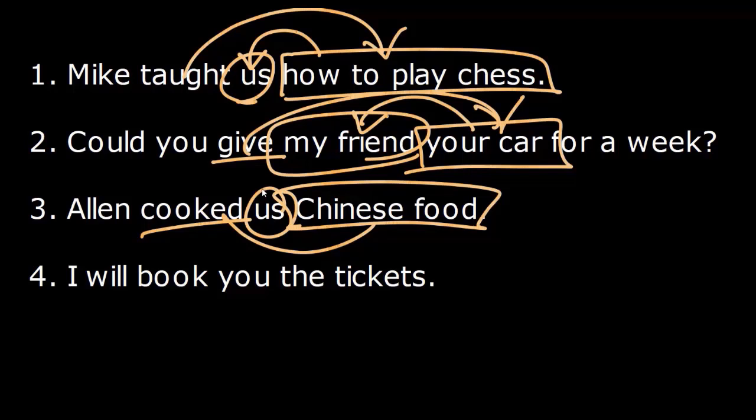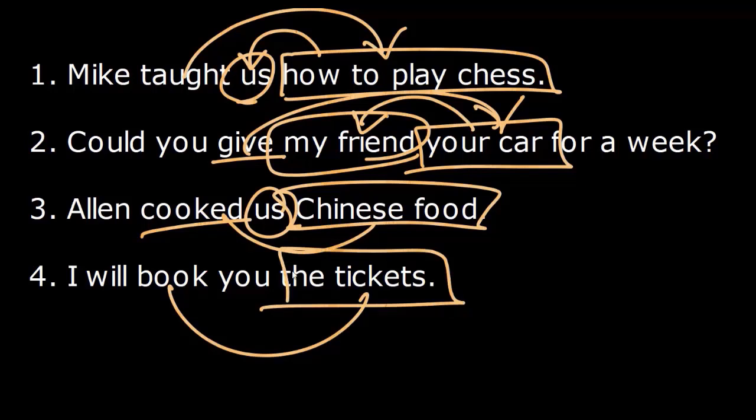That is our indirect object. Last, I will book you the tickets. I will book. You will book what? You're going to book something? What is that? The tickets. Book it for whom? For you. I will book you the tickets. I will book the tickets for you. So you is the indirect object here.